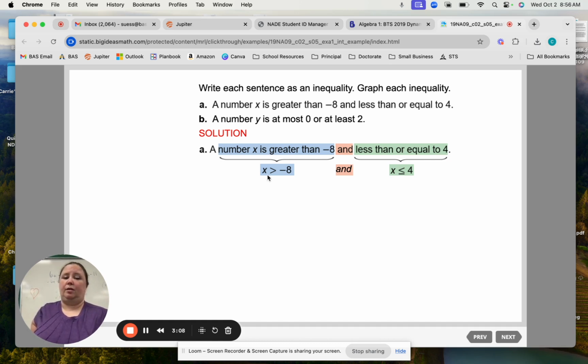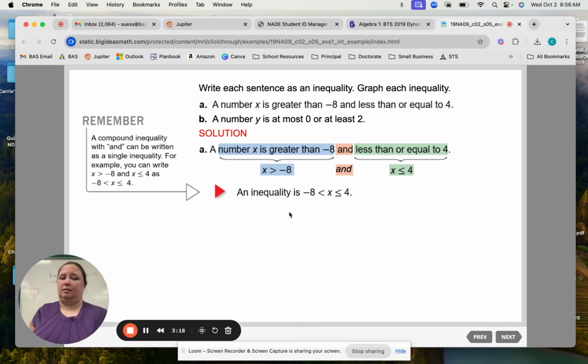Now you see here how we wrote it, the x is on the left of both of these. In order to put it in the middle, you're going to have to flip this first one. So you'll have negative 8 less than x. On the number line, from this dot to this dot, everything in between is a possible solution for x. And if it's a filled in dot, it means it could also equal the 4. If it's not a filled in dot, it's not the negative 8. It's anywhere above negative 8 and less than 4, including 4.